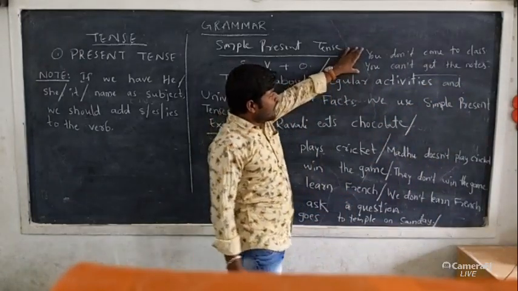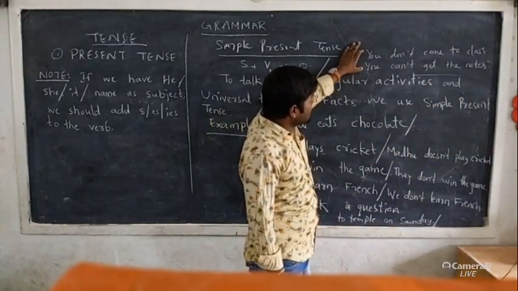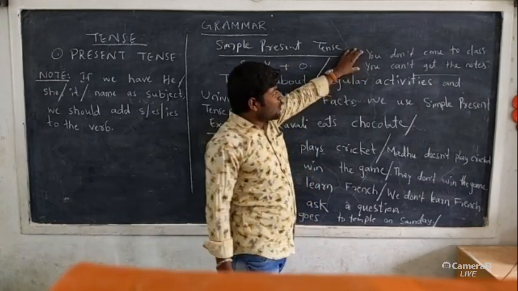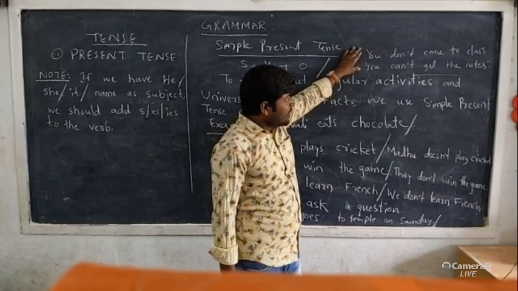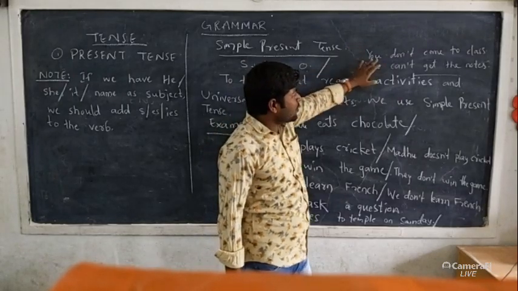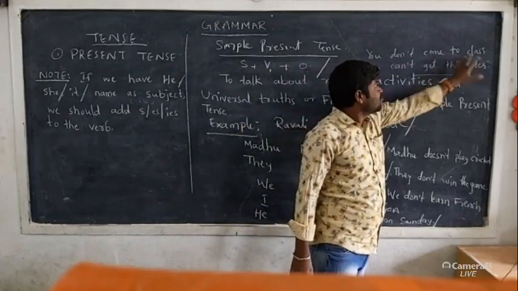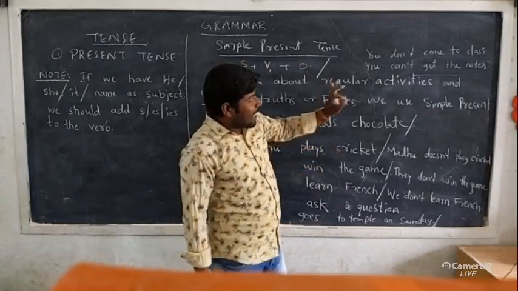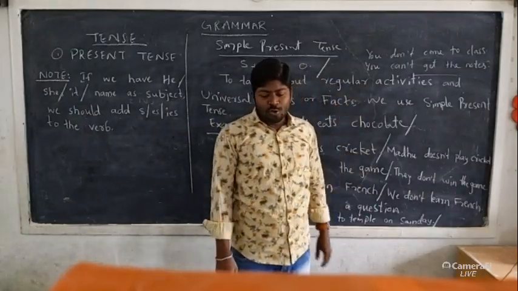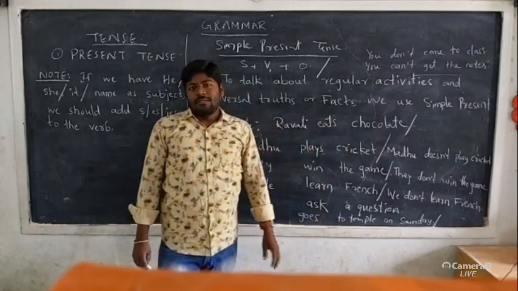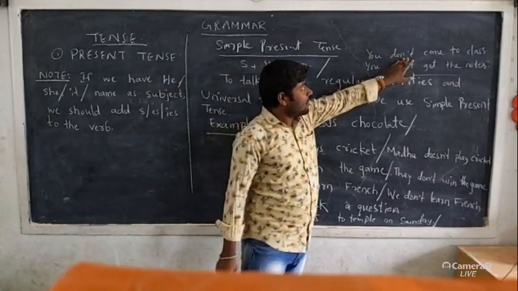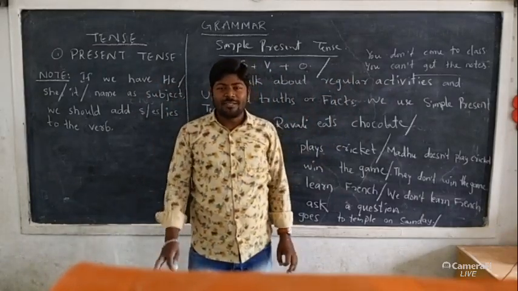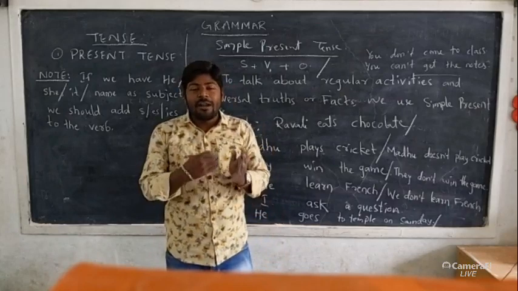So how can we add these two sentences? By using a conjunction, we should add these two. How can we add? Suppose you don't come to class, you can't get the notes. Then: if you don't come to class, you cannot get the notes. That is the sentence. Clear? But instead of not, we can mention unless you come to the class. It may be difficult to understand for you, but I am giving an idea.